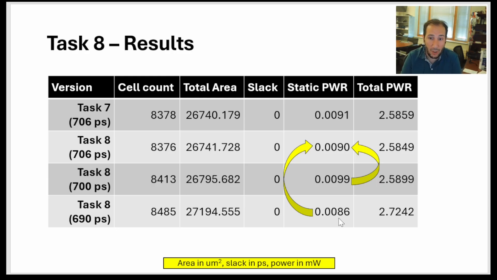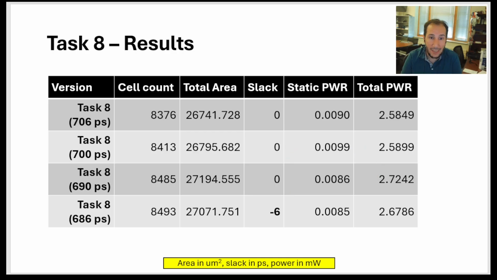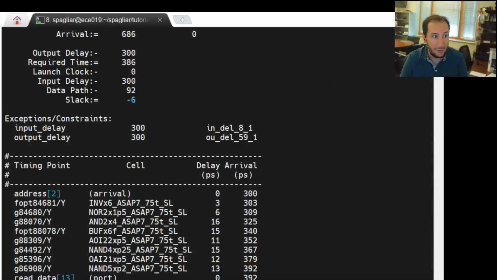One other result I wanted to show to you is this one. We added another row to our table, and now we're doing synthesis at 686 picoseconds. And now we're not passing timing anymore. We have a slack violation of -6. But what we can check is where is our critical path for this version running at 686.